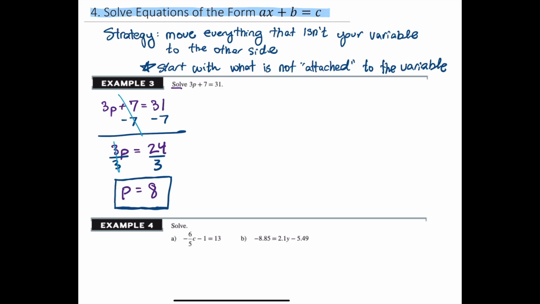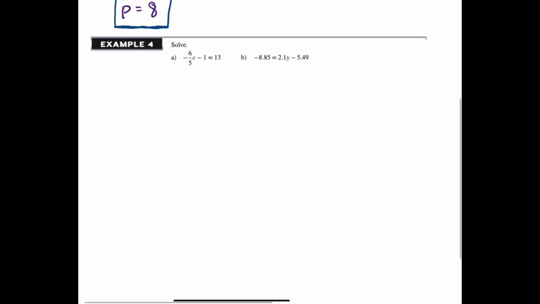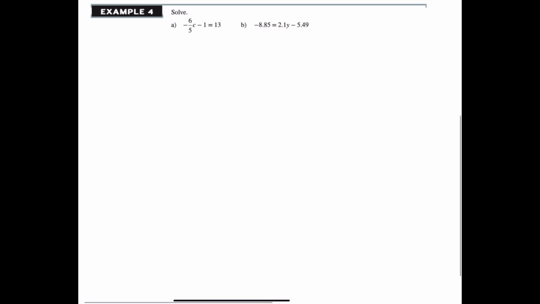Okay, let's look at example 4. Now we have negative 6/5 c minus 1 equals 13. Let's make this 6 look a little nicer. All right, starting to get a little more complicated. We have a fraction and a negative, but first let's just move what is not attached to our variable c. This time we're using c as the variable.